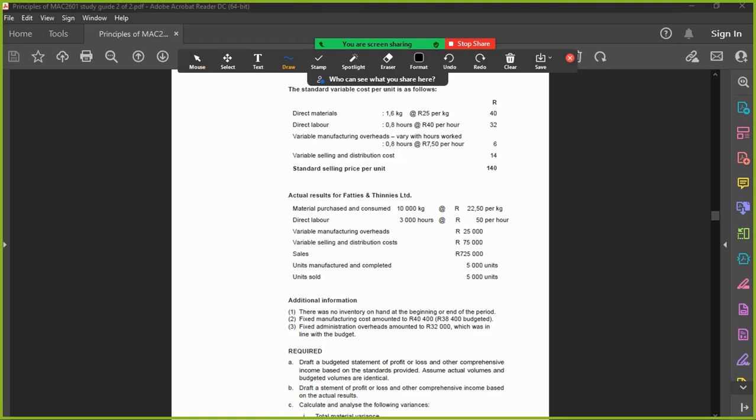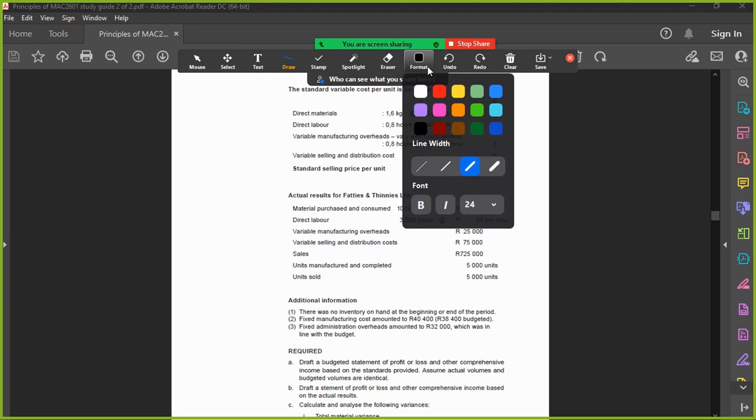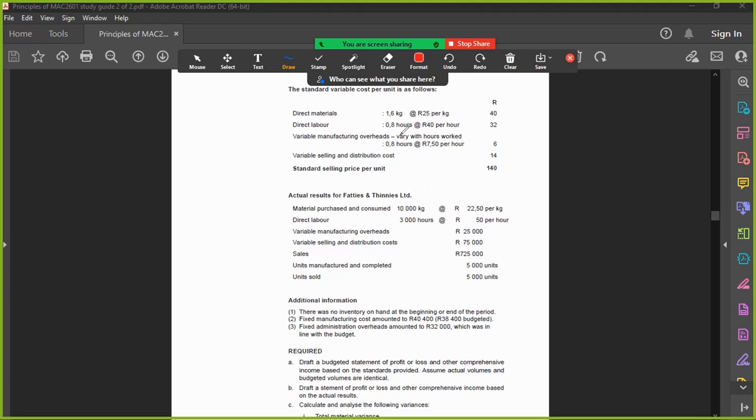Standard variable cost for direct material, direct labor, and then the variable overheads. And the selling and distribution costs. What is this representing? It's what they budgeted for. Yes. It's what they wanted it to be. Good. So that's the first thing to note. Budget is important because if you know what they've given you, then you can relate it to workings that come up later on. Okay, next, what else do they give you?